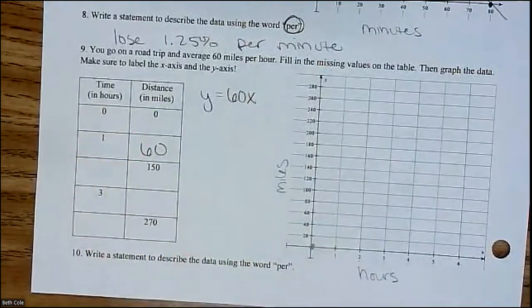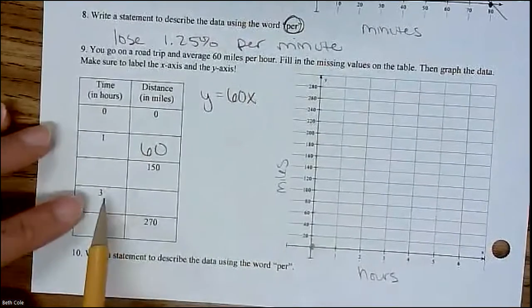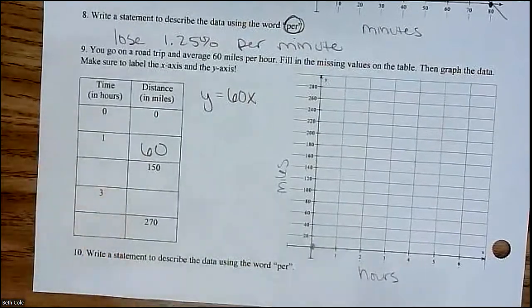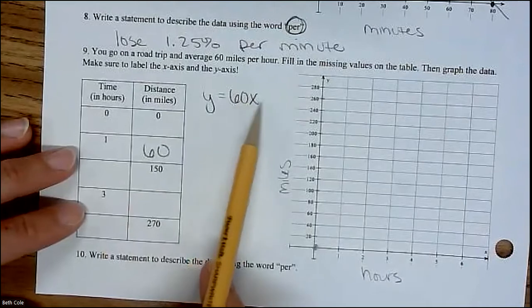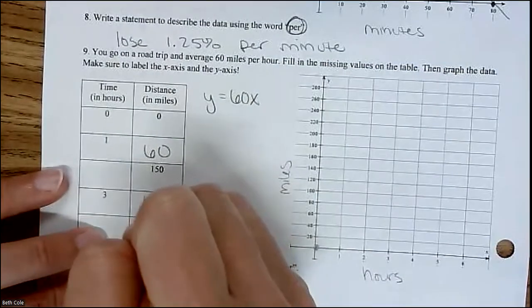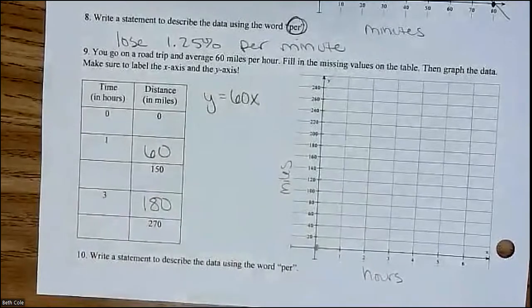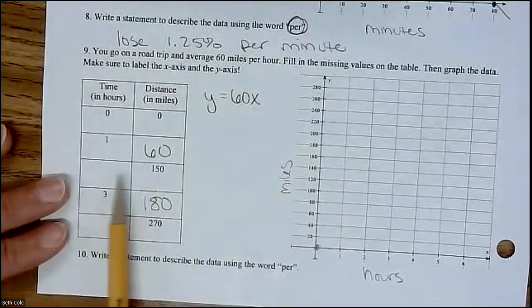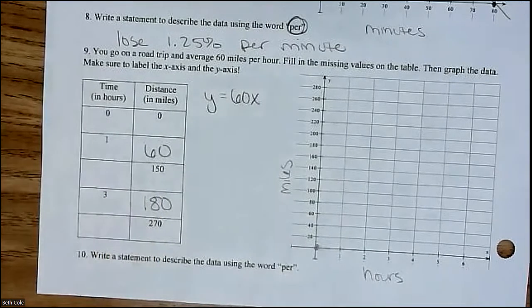That's provided. So here, let's do the 3, because when you have the input, that's easy. You're just going to multiply it by 60. Your slope's going to be 60. So 3 times 60 is 180. So after 3 hours, you've gone 180 miles. How would you go backwards? 2.5. How'd you get that though? Divide by 60. Good. 2 hours plus half an hour.